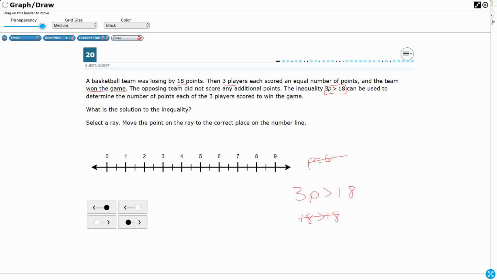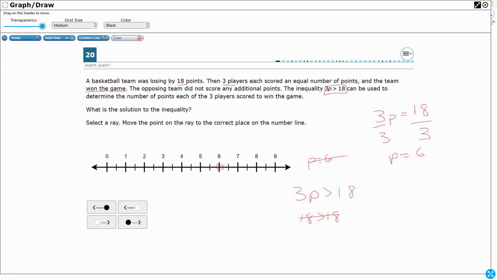And so one way to look at that is, well, what would equal 18, right? And then just think it has to be greater than that. So we've already figured out that it has to be greater than 6, right? Another way to look at it is to think of it like an equation. 3p equals 18. Well, how can we solve for p? Well, if we divide both sides by 3, guess what we get? We get p equals 6.